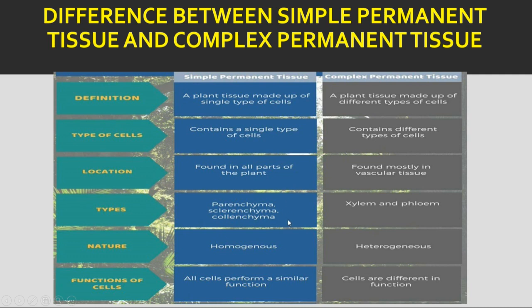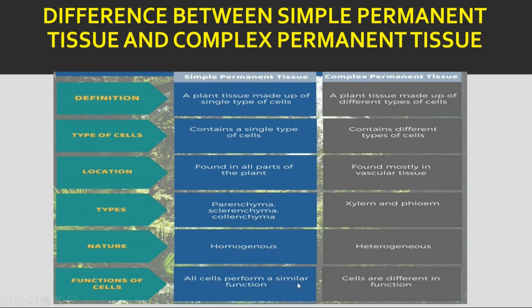As for location, simple permanent tissue is found in all parts of the plant, and complex permanent tissue we find mostly in the vascular tissue. The types of simple permanent tissue are sclerenchyma, parenchyma and collenchyma, and the types of complex permanent tissue are xylem and phloem. The nature of simple permanent tissue is homogeneous, and the nature of complex permanent tissue is heterogeneous.